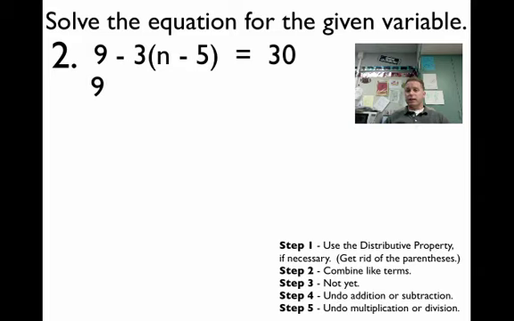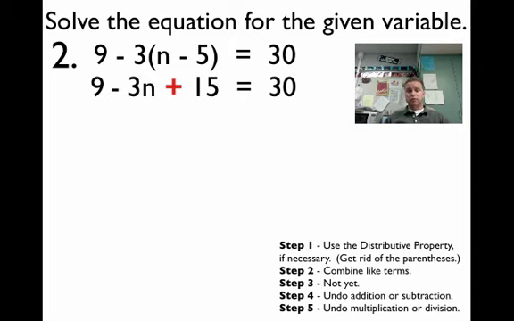So I'm going to bring the 9 down, and I'm going to go negative 3 times n is negative 3n. Negative 3 times a minus 5, that's a minus and a negative, they cancel out and give us a positive 15, bringing down the 30.